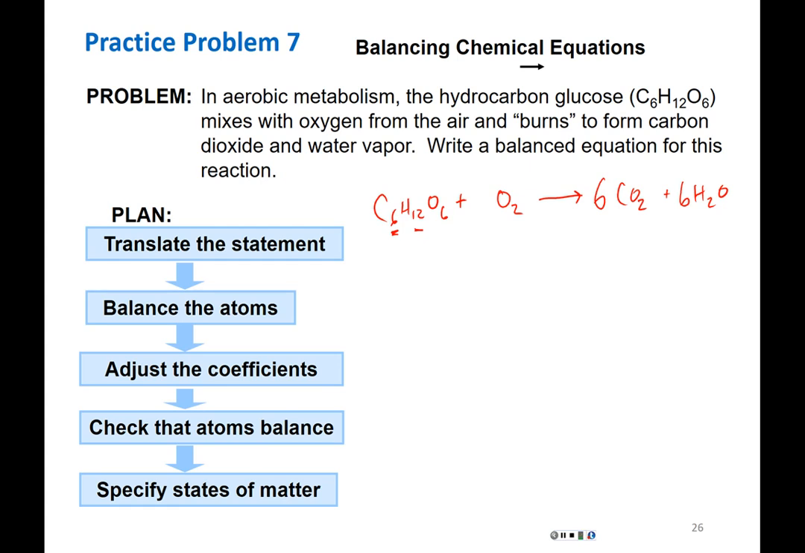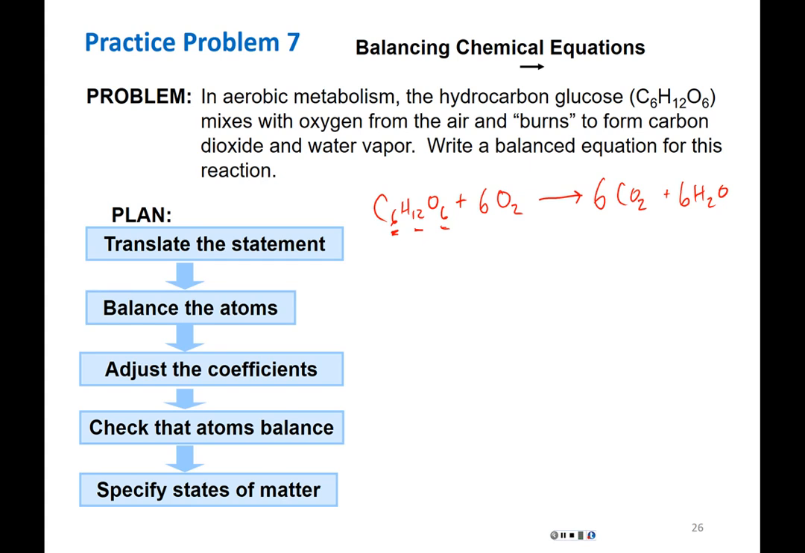So how many oxygens do we have total as products? 6 times 1 in H2O, that's 6. And 6 times 2 in CO2, that's 12. So 12 plus 6 would be 18. So we need a total of 18 oxygens on the left side. We already have 6 in glucose. So we're going to need a total of 12 more. To get 12 more, we have to write the coefficient of 6 out in front of O2. So that would be the balanced chemical equation for this reaction.